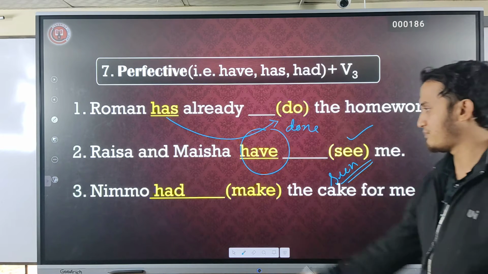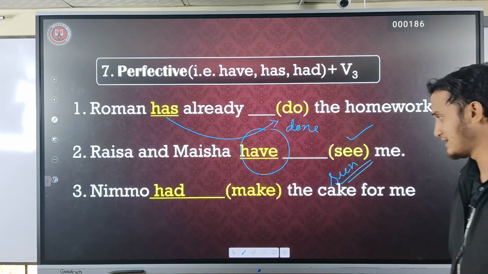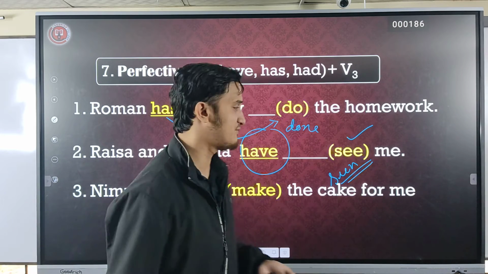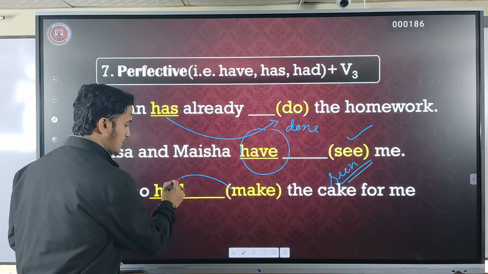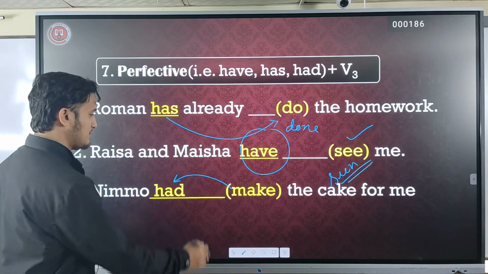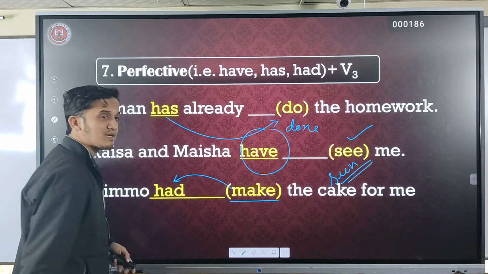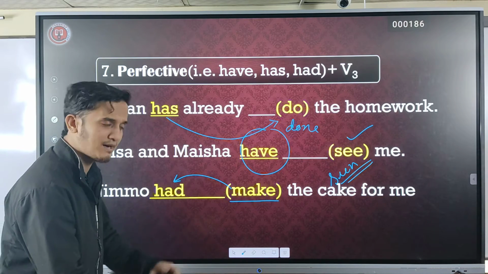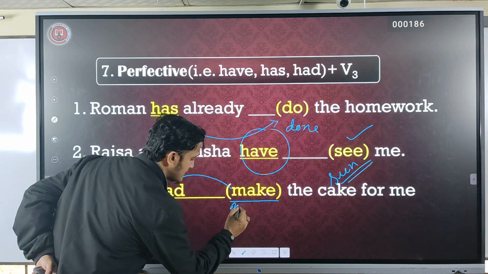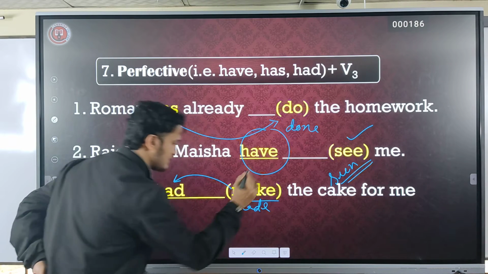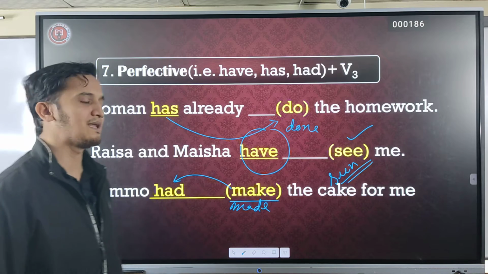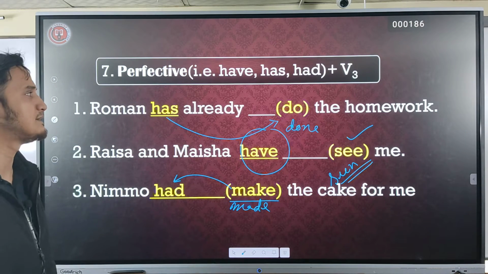And there is another example for you. Nimu had. There is the perfective form had just before the problem verb. So the problem verb here is make. So we have to transform this verb into past participle form. So what can we write then? We can write made. Nimu had made the cake for me.